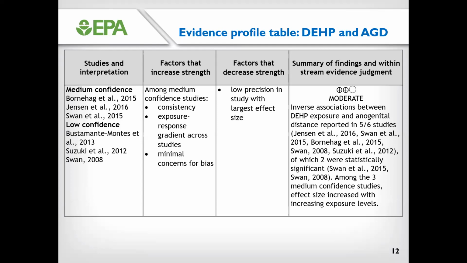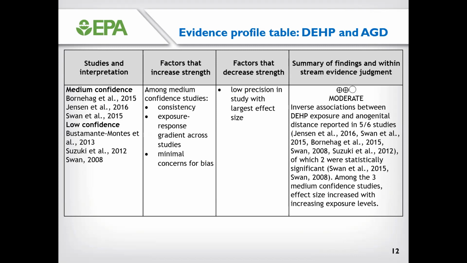These are well-conducted studies. Whereas on the factors that decrease strength, we have low precision in that one study with the largest effect size. So taking all that together, we're considering this to be moderate evidence of an association between DEHP exposure and anogenital distance in these studies. And then in the paper that you'll see, we then also went up to the male reproductive conclusion.